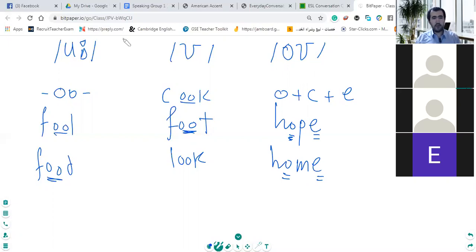The long U sound or oo sound may also exist in words that have OU, for example, the word you. But OU is also not usual because you may have this OU pronounced differently, for example in the word thousand. The OU here is pronounced like ow.